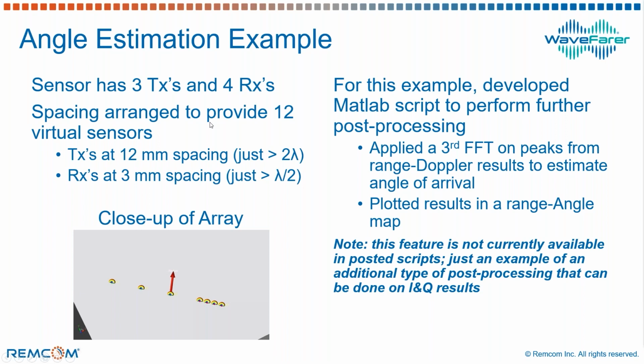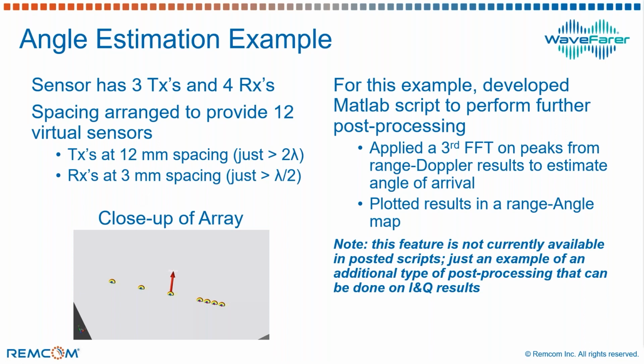So these two demonstrations have covered what we have in the scripts that we are distributing on our support sites, and the path viewing script, of course, is distributed with our software. But we thought for this example, we would take this one step further and develop some additional code in MATLAB that could analyze our results and do a third FFT to do some angle estimation as the person's moving through the room. So in this case, we simulated 4 receiving sensors and 3 transmitters, and we spaced them apart in a way that would allow us to apply them as 12 virtual sensors.